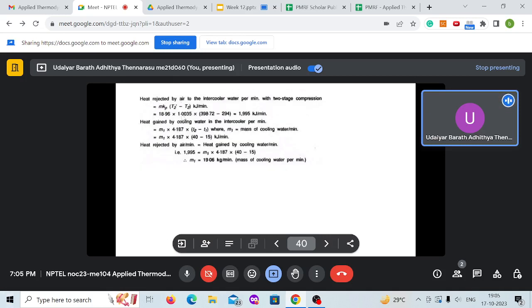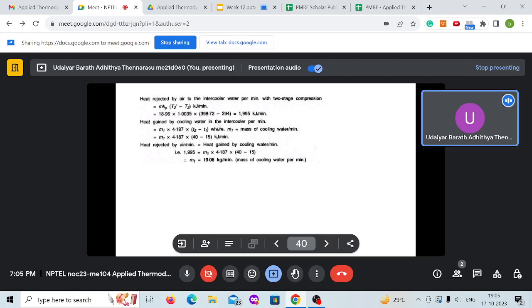So now heat rejected by air to the intercooler water per minute is m dot into Cp of air, T2 dash minus T2. So 398.72 minus 294, and mass is already calculated, so it will come out to be 1995 kilojoule per minute.